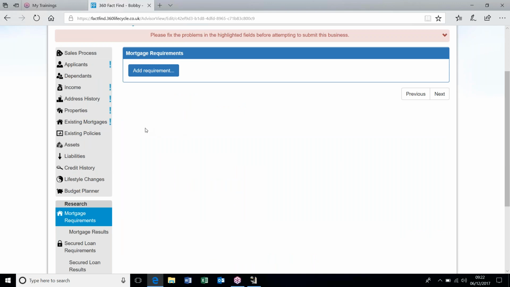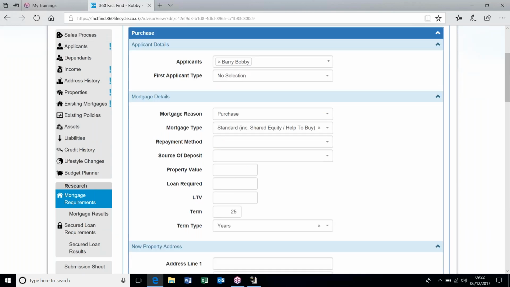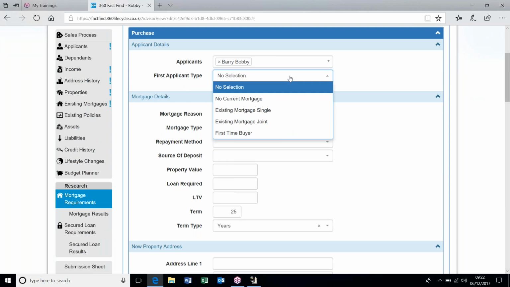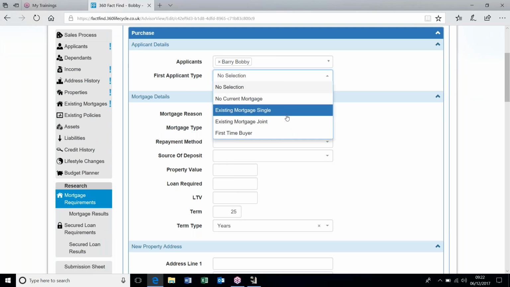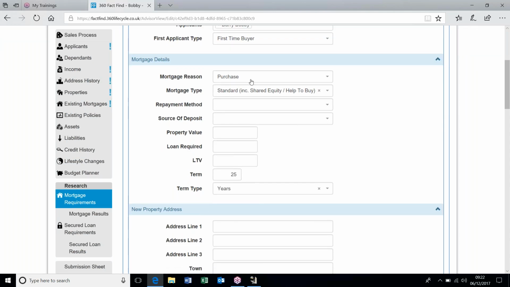So what we do, really easy. First of all, we start off by adding a requirement for a mortgage, and it will bring through some of the information. Now I can see Barry, I'm going to put in the first applicant type. Let's say that he is a first-time buyer.